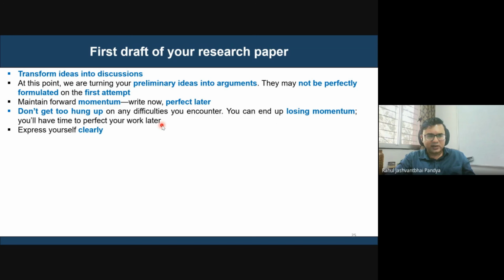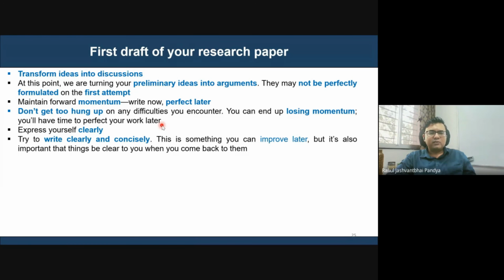When we write the first draft, we should express ourselves very clearly, what we are thinking, and what the ideas are that we want to write down, right? And we should try to write clearly and concisely. This is something we can improve later, right? So the understanding part is very important. Whatever we write, we should understand and write it clearly and concisely. We can improve the text later, or we can add content, delete content, based on suitability.